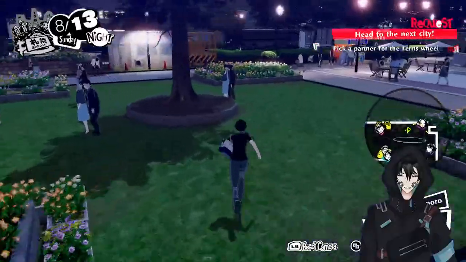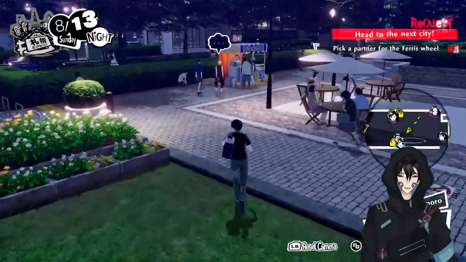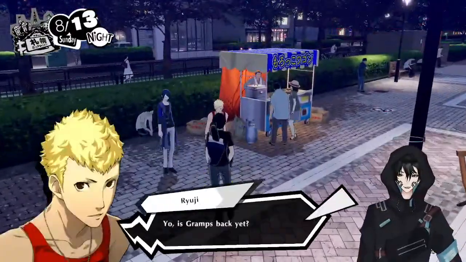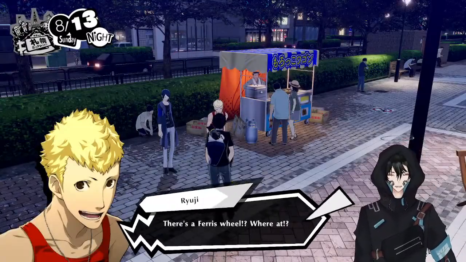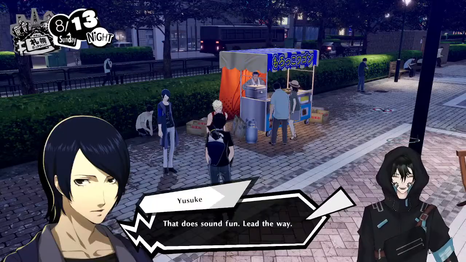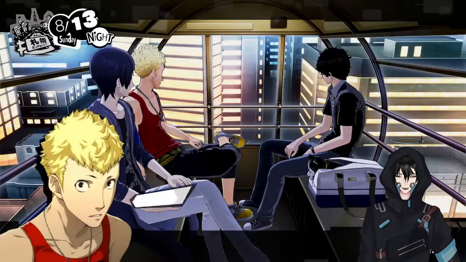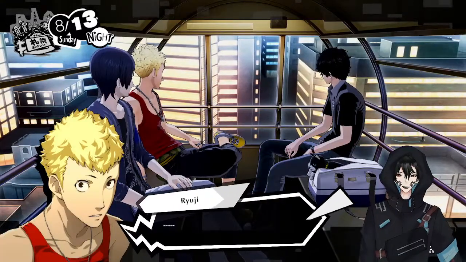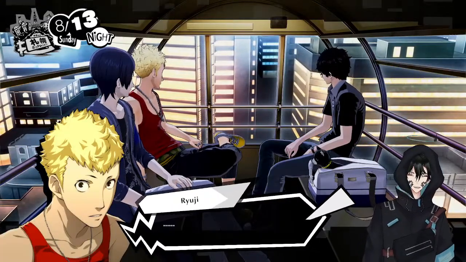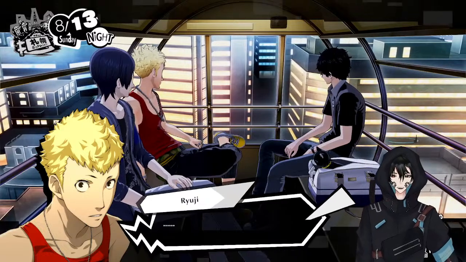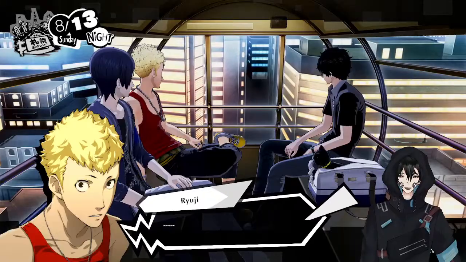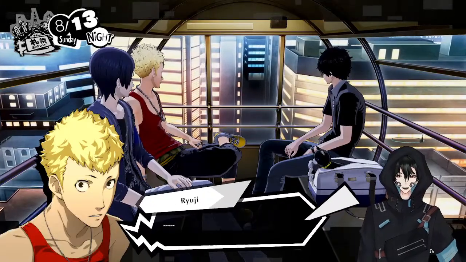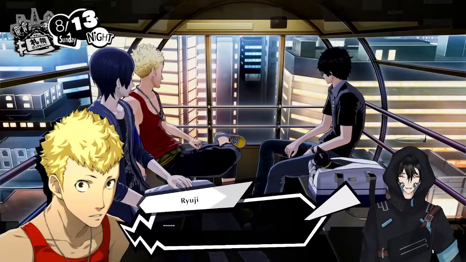I mean, Haru and Makoto seem like good options, but the team remains the same! Always go with my brothers! The Ferris wheel? Where at? Always go for the sausage first. My brothers, me and the homies going around on the Ferris wheel. Kissing each other. Because real homies kiss each other, especially for a good time.